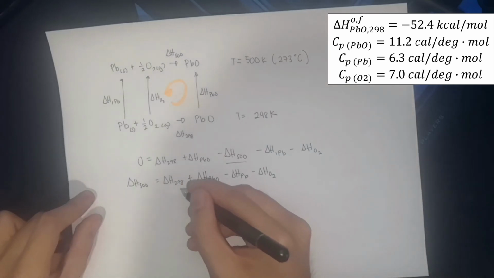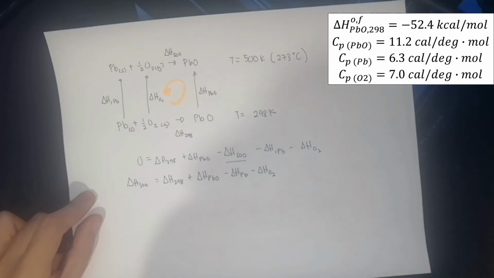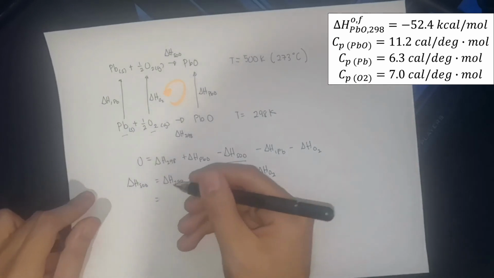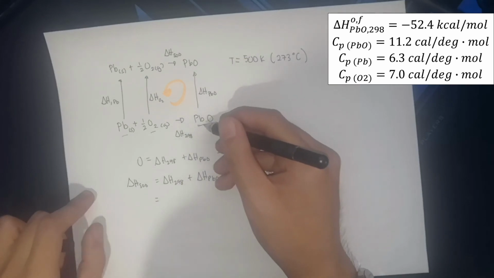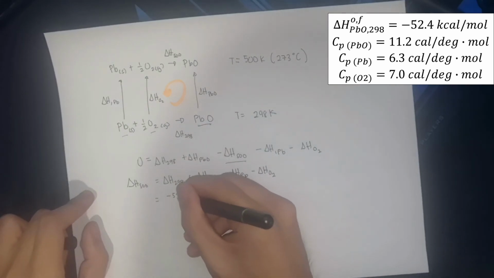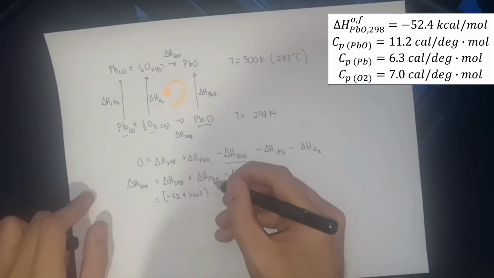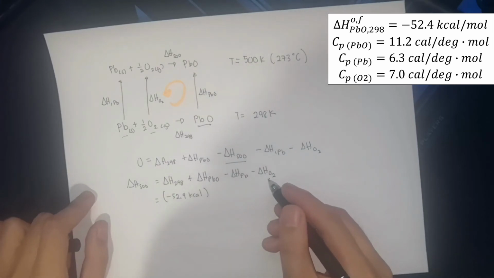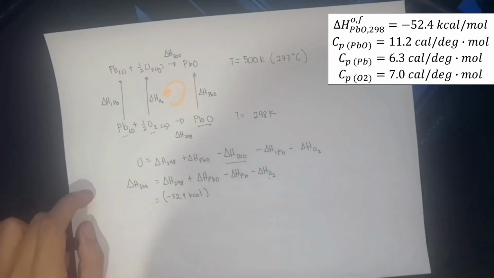Delta H at 298 Kelvin is just yung products minus reactants natin. The delta H of formation of lead and oxygen is 0 respectively. Pareho silang 0. Products minus reactants. So natitira nila sa atin is yung PbO. Delta H of PbO is negative 52.4 kilocalories plus delta H of PbO. So delta H PbO, delta H Pb, and delta H O2, these are yung associated na enthalpy changes to increase your temperature from 298 Kelvin to 500 Kelvin.